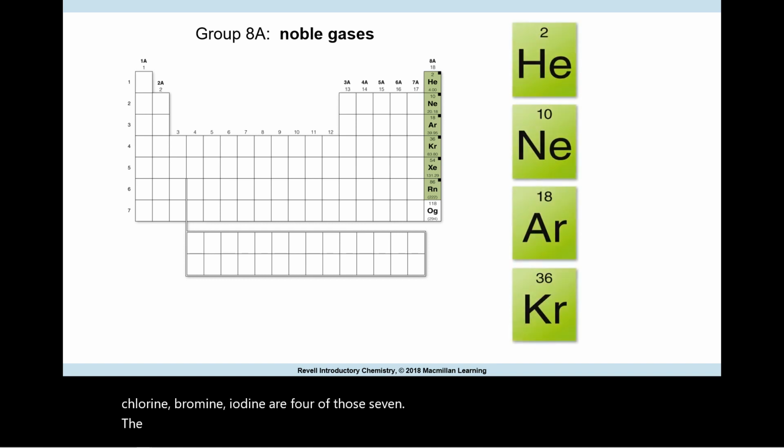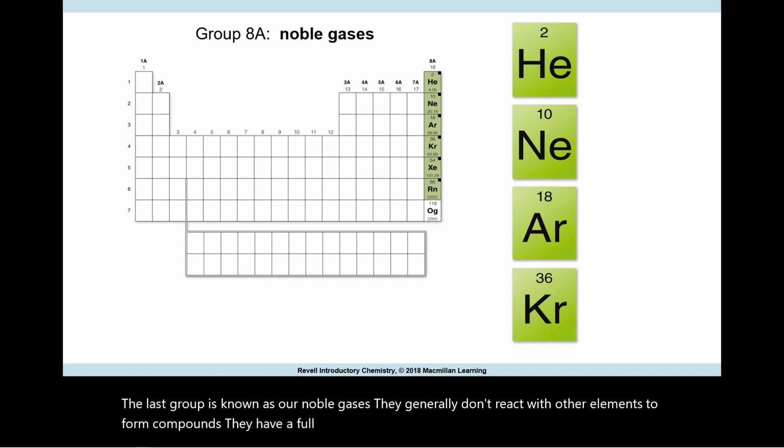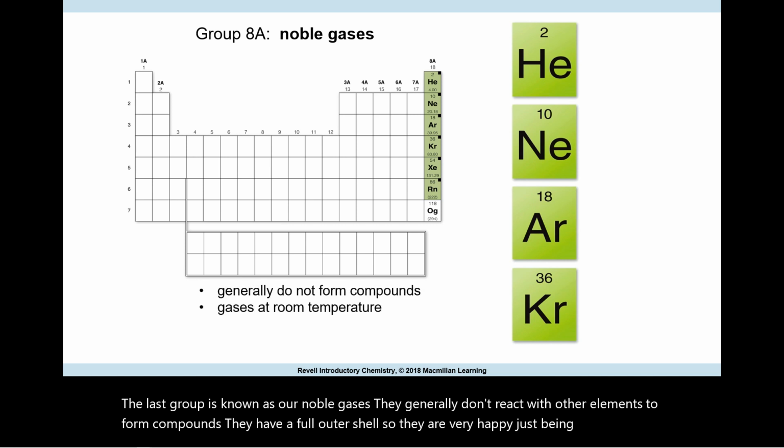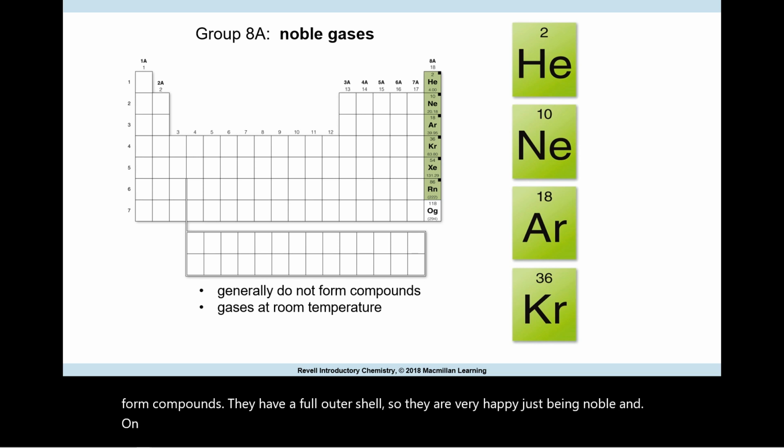The last group is known as our noble gases. They generally don't react with other elements to form compounds. They have a full outer shell, so they are very happy just being noble and on their own.